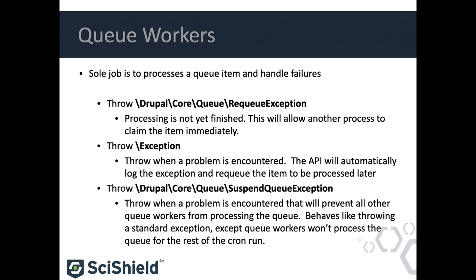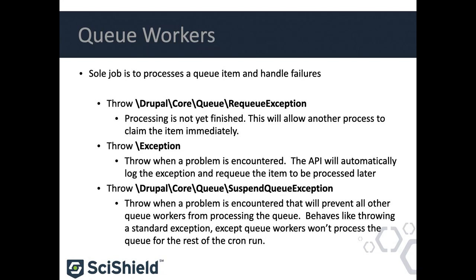Speaking of failures, you can throw any one of these exceptions and they have different meanings. A requeue exception means that the processing was not able to be finished in this particular queue worker. It gets tossed back into the queue so another worker could pick it up. An example of that is you run out of time within your queue process, and this particular thing doesn't get finished. It'll requeue. You can throw a generic exception when you encounter a problem. Again, the API will automatically log that exception and requeue the item to be processed later.